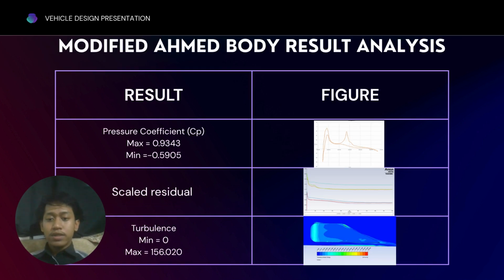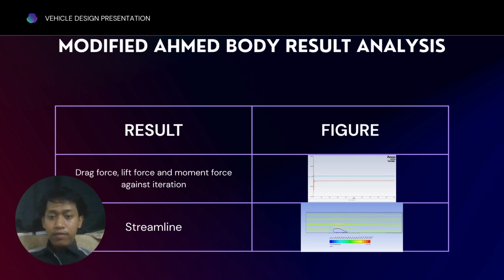The next one is the result of the modified Ahmed body. The first one is the CP of the modified Ahmed body, where we got the maximum 0.9343 and the minimum negative 0.5905. So this is the graph of the drag force, lift force, and moment force against the iteration. And the next one is the streamline of this figure.